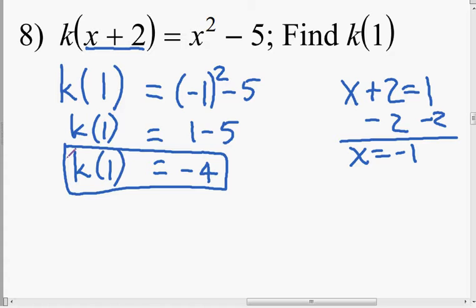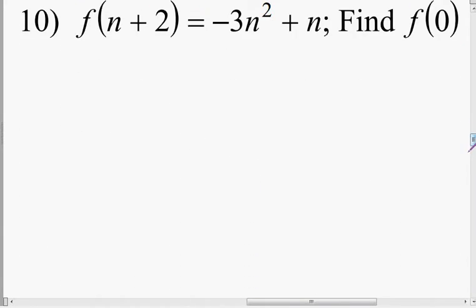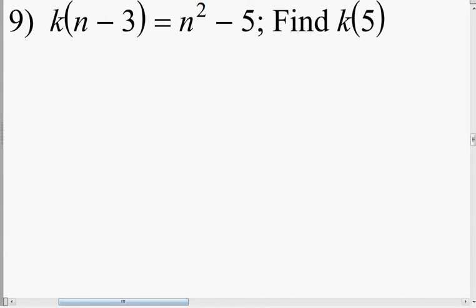If you didn't get that answer, think about it for a moment. See if you can figure out what you did wrong. And then go on to number 9. Pause the video. See if you can answer number 9.